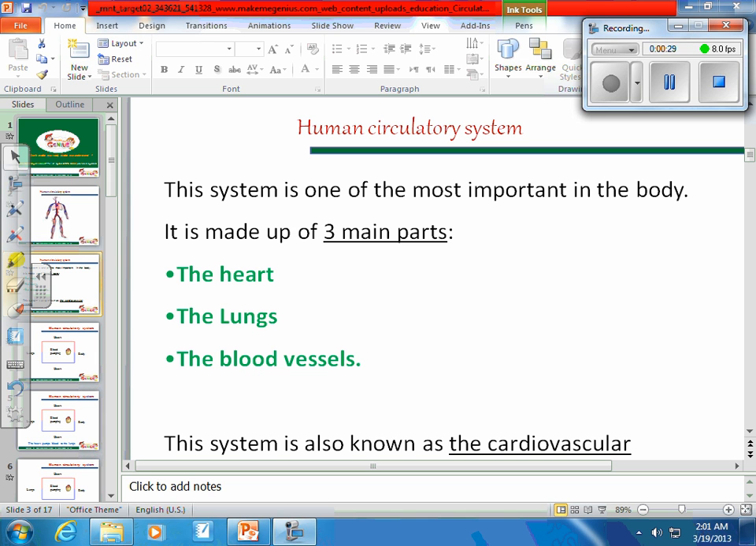Heart. Number one is the heart. Number two is lungs. Number three is blood.